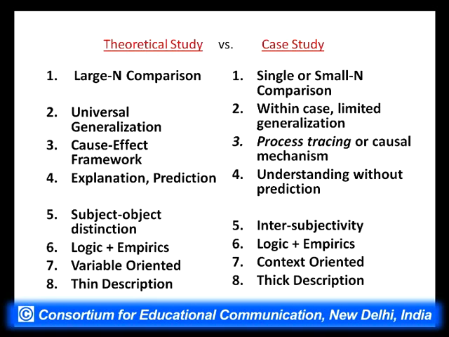Then another important thing to remember is that theoretical studies are variable oriented. Variable is, for example, the income of a person, or the employment, how that is leading to income of a person. So the level of employment or the kind of employment can be the variable, and the income is the outcome. So theoretical studies are variable oriented, while case studies are context oriented. So that you have to keep in mind. The context is important in case study. In theoretical studies, variable is important.